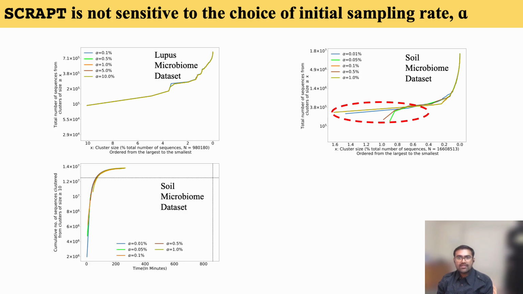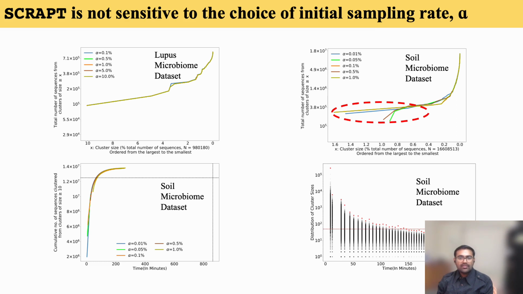We also show the cumulative number of sequences clustered versus the time taken per iteration on the bottom left figure. We plot the number of sequences clustered and the time taken by DNAclust when run standalone to provide a frame of reference. We see that SCRAPT identified most of the clusters in only a fraction of the time taken by DNAclust. We finally plot the distribution of cluster sizes identified in each iteration in the soil microbiome dataset, with the largest cluster highlighted in red.